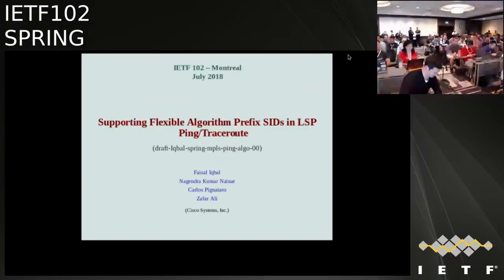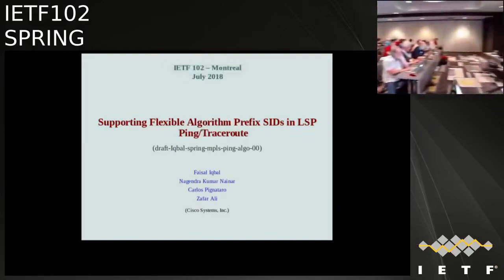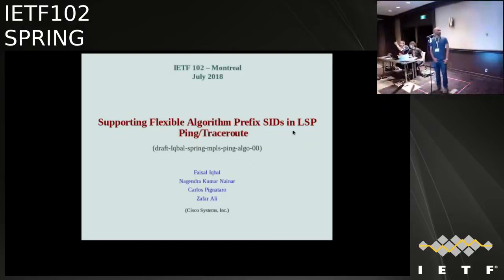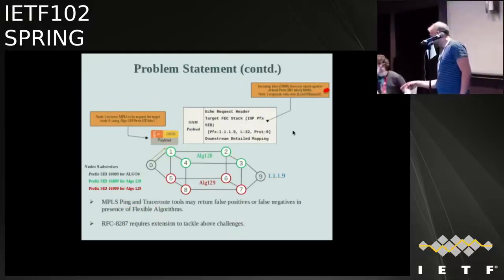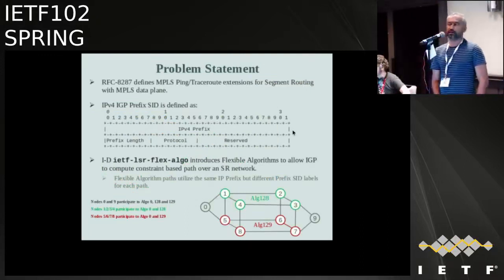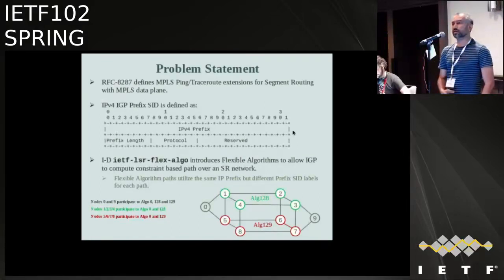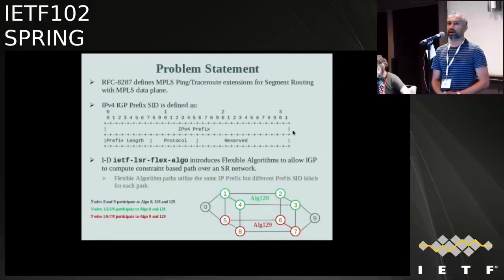Hi. So I'm just presenting a new draft that we posted some time back for supporting MPLS ping over flexible algorithms. RFC 8287 defined the SR IGP FEC as a prefix, length, and protocol. But now with flexible algorithms, the same prefix can be advertised using multiple algorithms. So this information alone is not sufficient. RFC 8287 didn't have this at that time, so we need to extend 8287 to add that support.